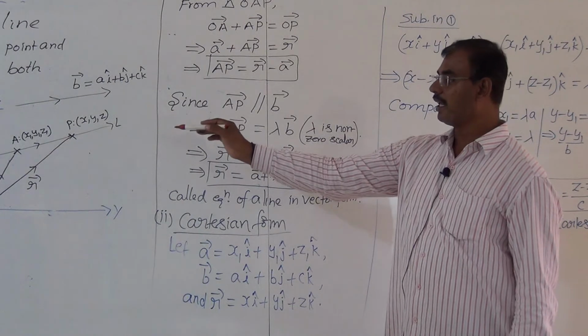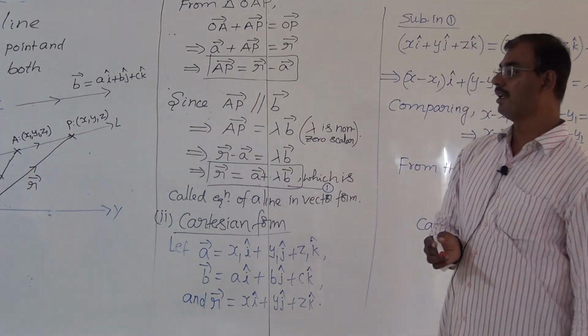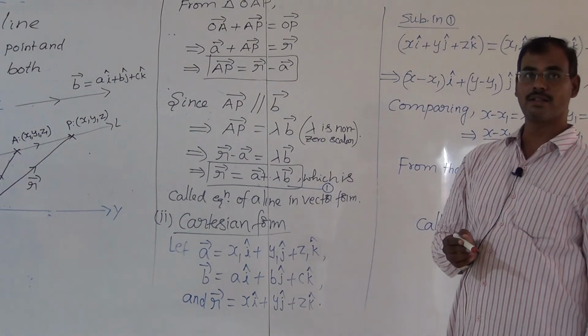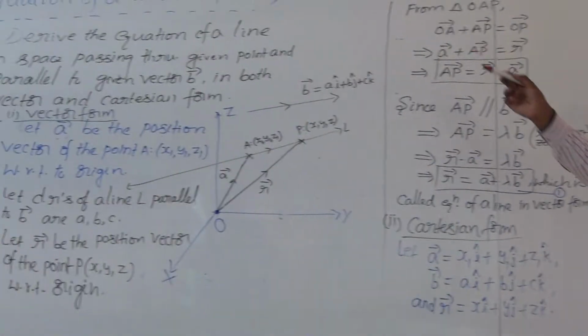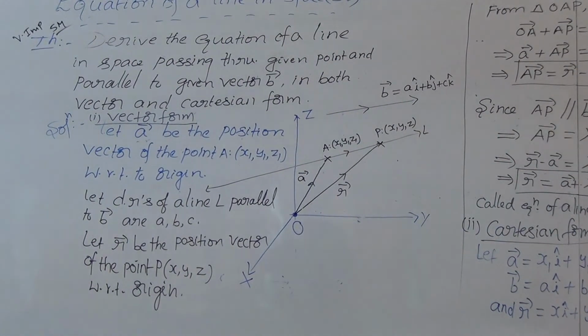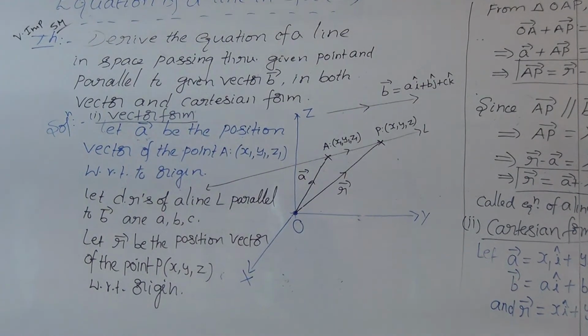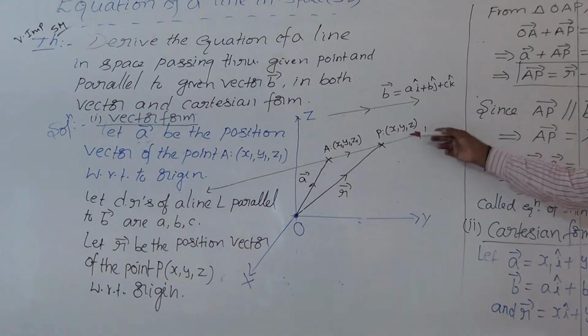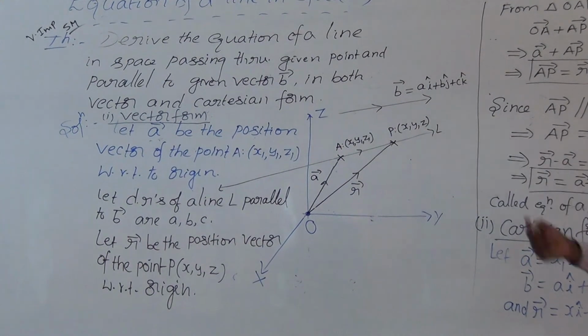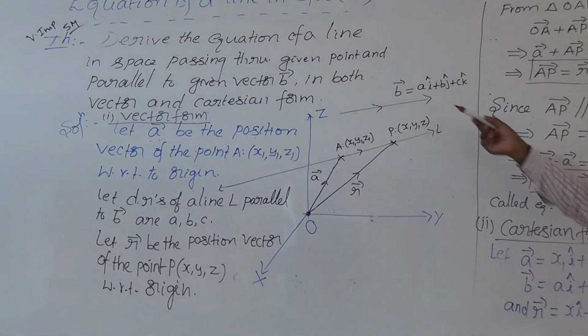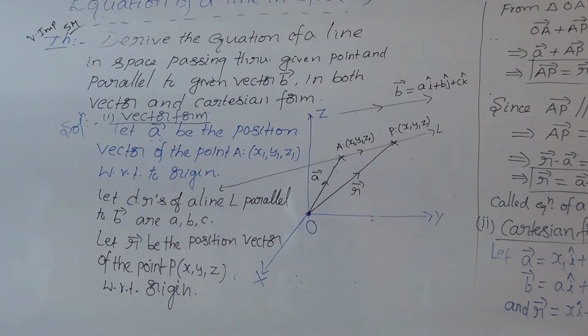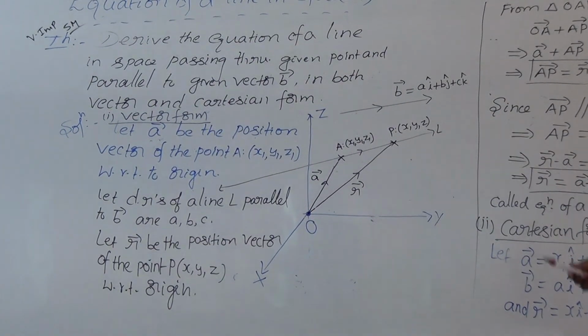Next, let a, b, c be the direction ratios of the line L, which is parallel to vector B. That is also given, but a general point is not given. We should consider a general point, because a line contains a number of points. So instead of all these, I consider a locus point. Let P = (x, y, z) be any point on the line L.